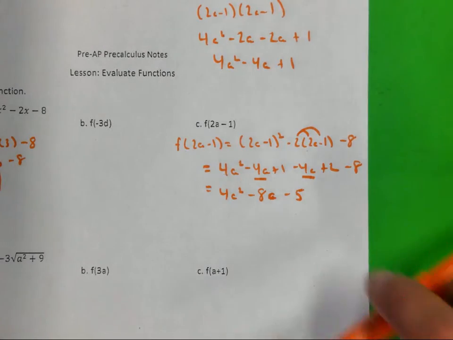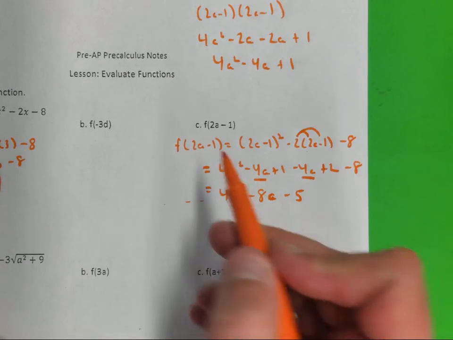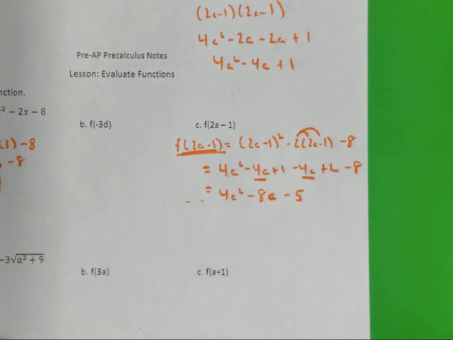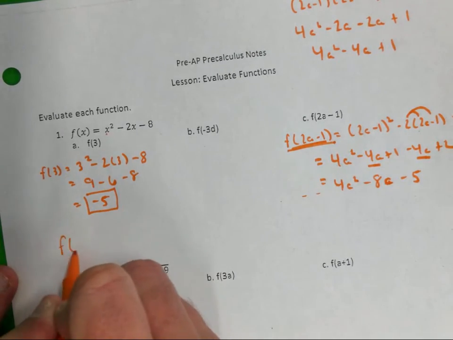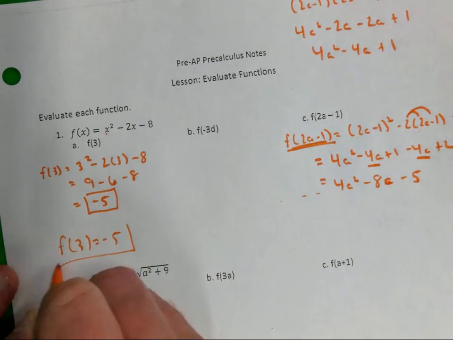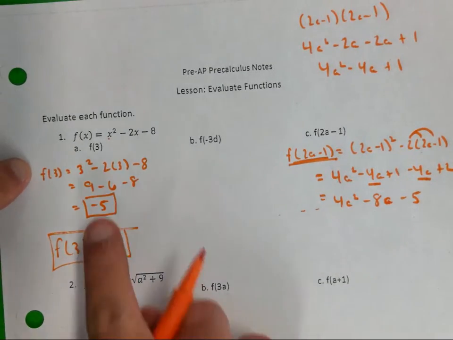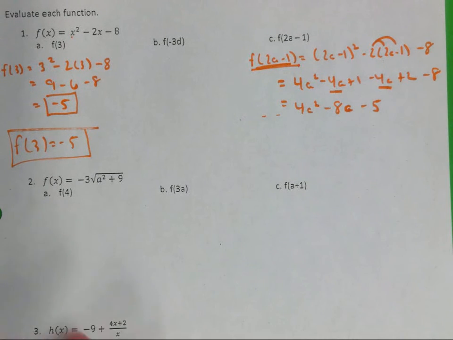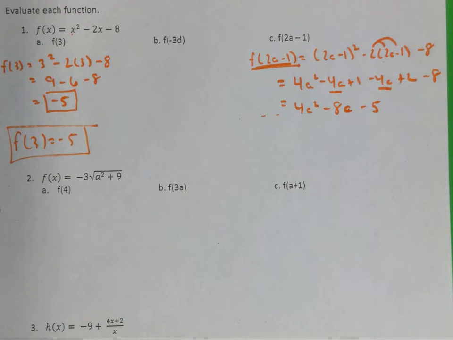Tyler said, do you want me to write the final answer as f of 2a minus 1? If you start up here like this and just box your answer, I'm good. Either way, you can write f of 3 equals negative 5. You can write it like that, or if I see it there and there, I'm good. I'm not that particular. Is everybody good? All right.